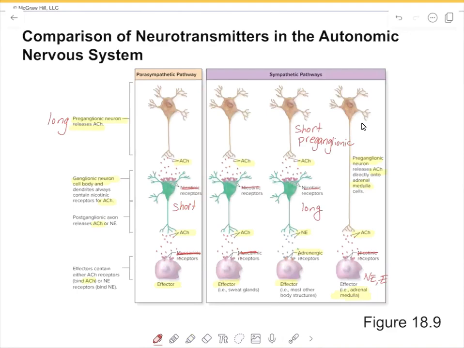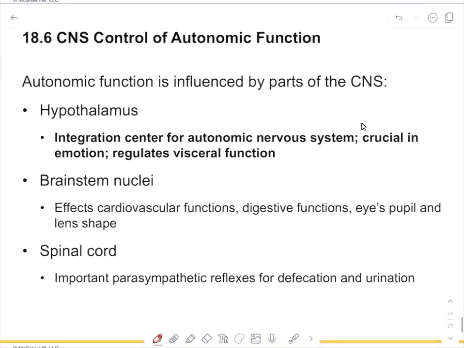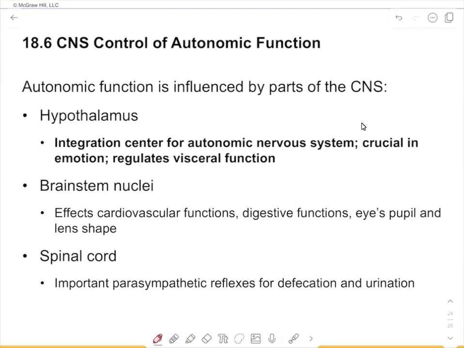The control of autonomic function is primarily in the hypothalamus, and it's the integration center for the autonomic nervous system. So it's super important for things like emotion, regulating visceral function of organs, but there can also be some central control of the autonomic nervous system as well in the brainstem and the spinal cord.